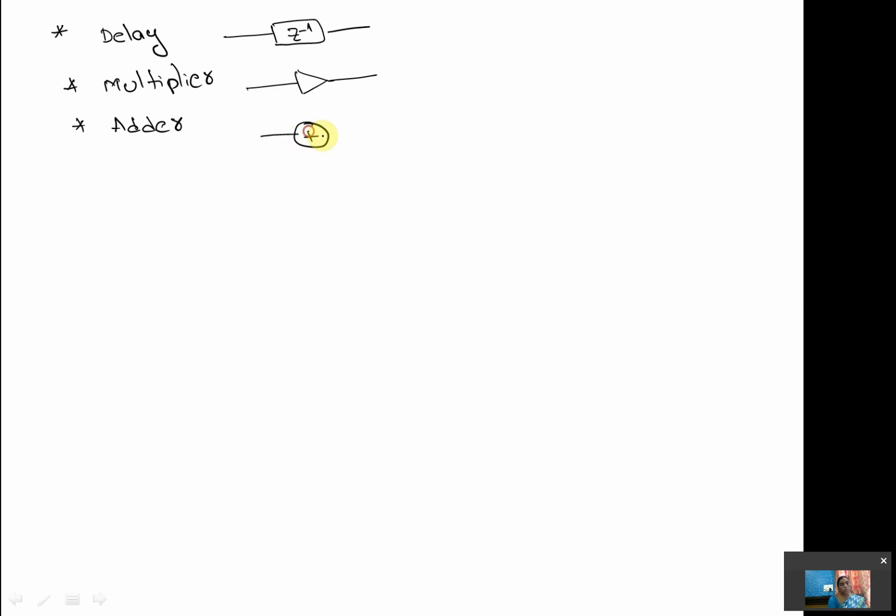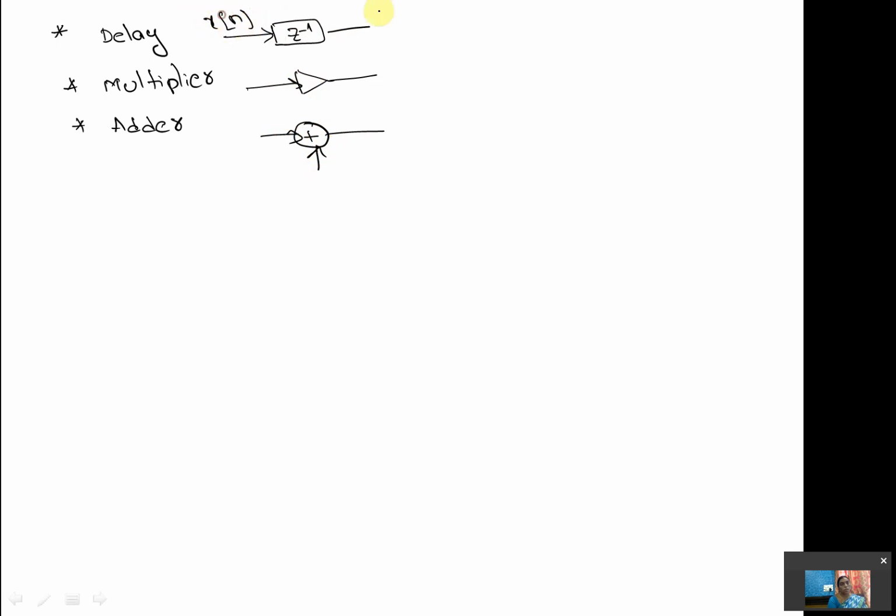Here the conclusion is we have the delay, and we have the multiplier, and we have the adder blocks. It is represented like this. These are the block diagrams.